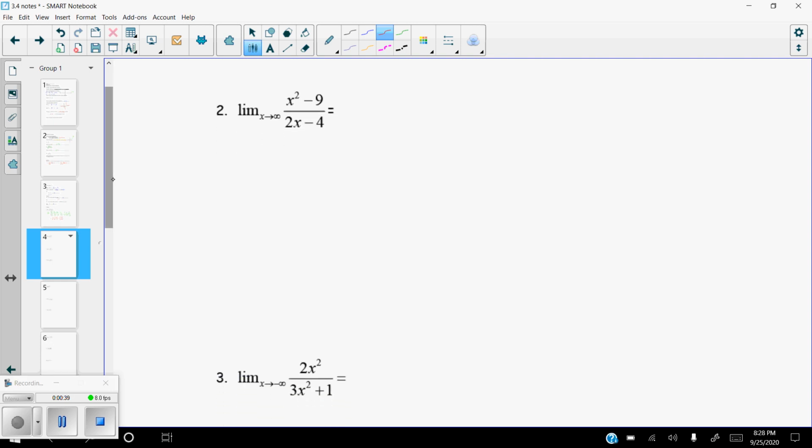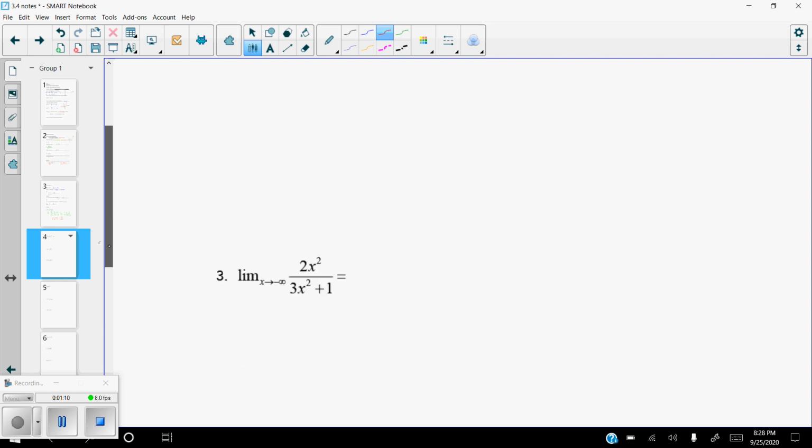In this case, let's look at number 2. We want to find the limit as x approaches infinity of x squared minus 9 over 2x minus 4. It should be very obvious that the growth rate on the numerator is greater than the growth rate in the denominator. And when that happens, the limit goes to infinity. So that's it. Nothing else that we need to do there. And you want to be efficient with this stuff. You don't want to have to think about it. You don't want to have to do all the extra algebra and stuff unless it's requested of you.